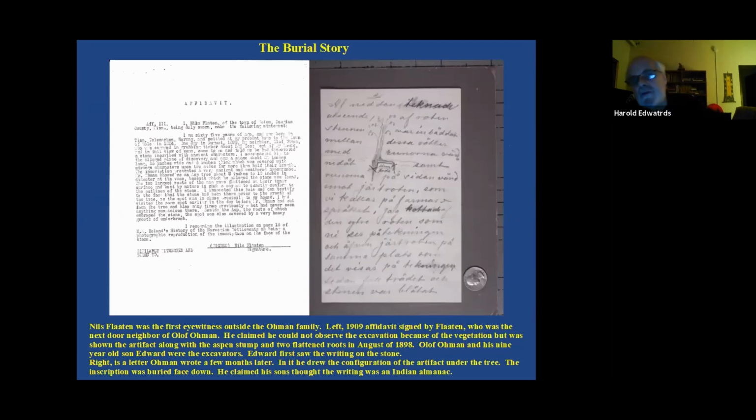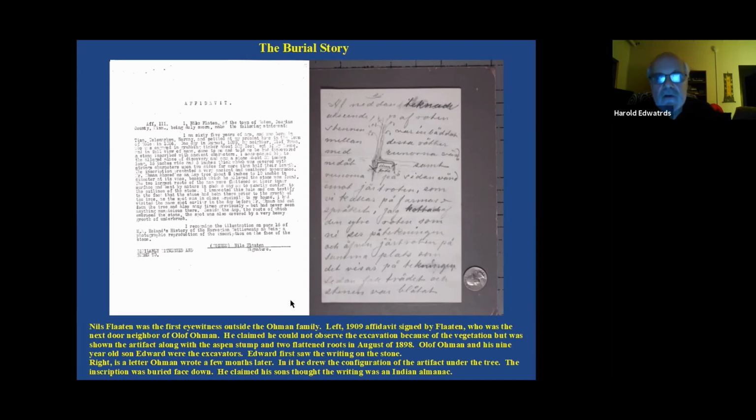The first person to see this stone, aside from the Ullman family, was Niels Flatten. He's Ullman's next door neighbor. He also signed an affidavit in 1909. And again, he said the stone was found in August, but he couldn't see anything during the excavation because there was too much undergrowth. And Ullman had called him over and showed him the excavated stone, the stump, and 2 flattened roots. And he said his son was the first person to recognize writing on the stone.